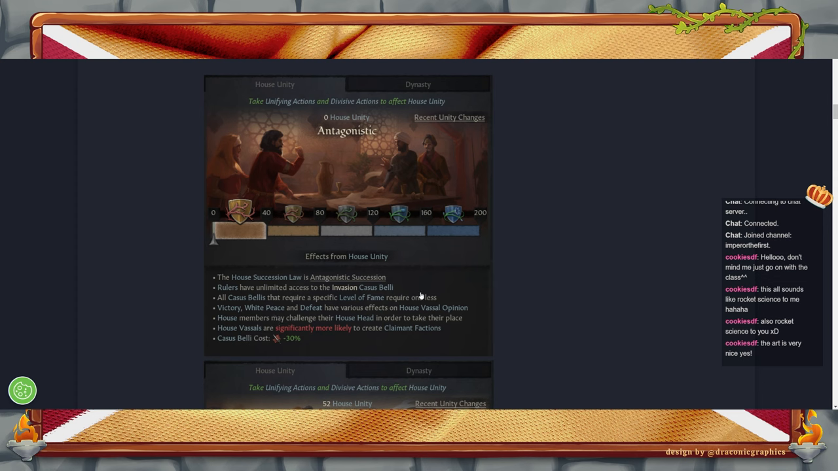Because it doesn't say what, for example, antagonistic succession is. I don't know. Let's see. Victory, white piece, and defeat have various effects on house vassal opinion. Well, great. What are the various effects? That is a little bit vague.